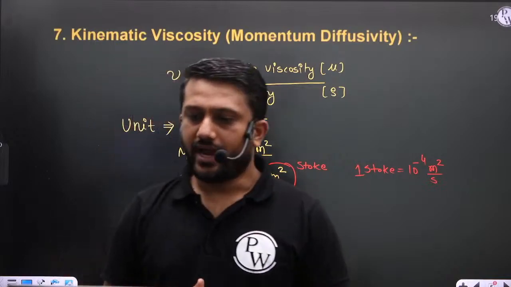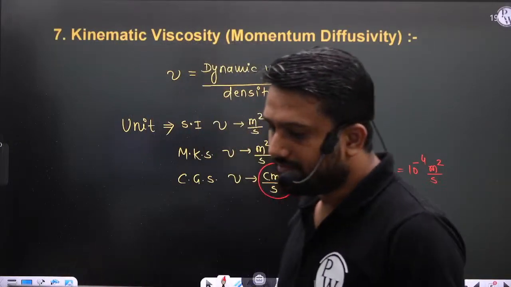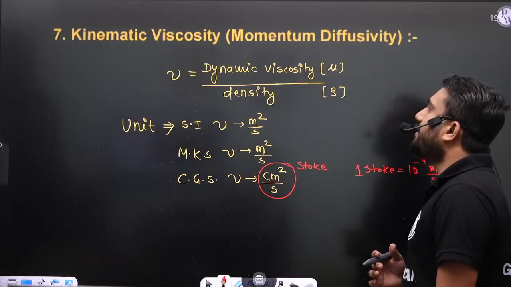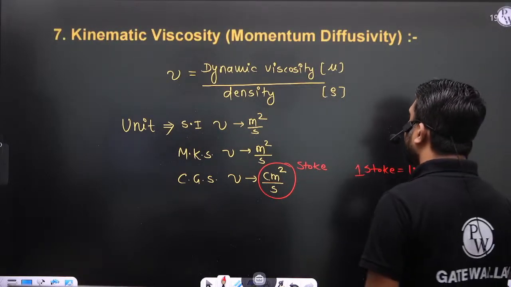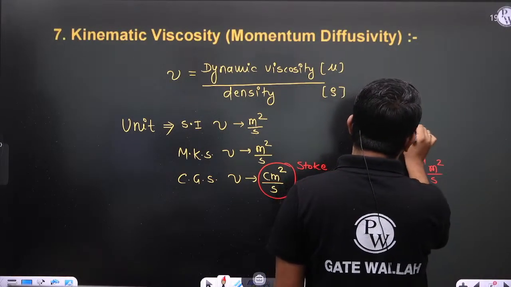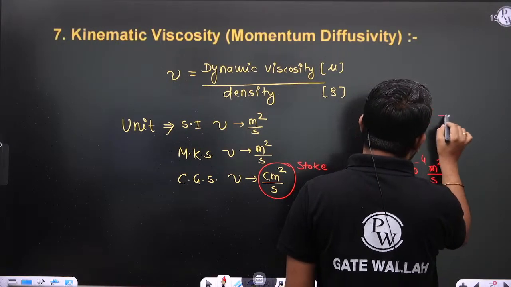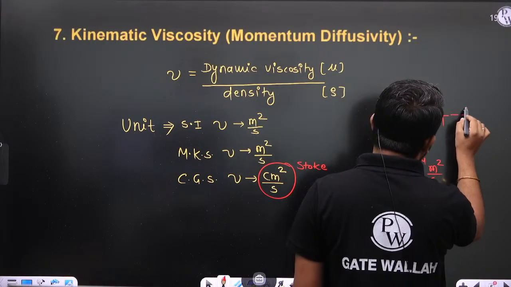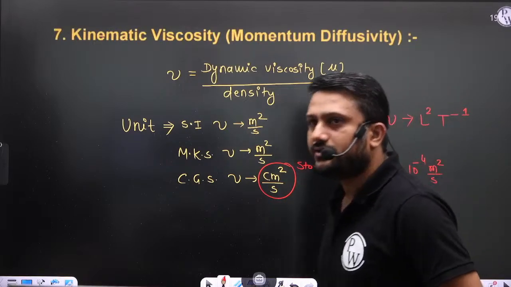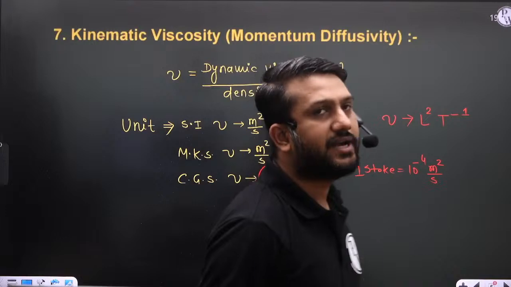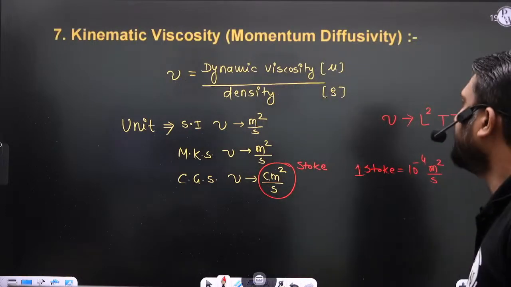Can you write kinematic viscosity in terms of fundamental dimensions? Yes, we can. Kinematic viscosity in terms of fundamental dimensions is L square T minus 1.